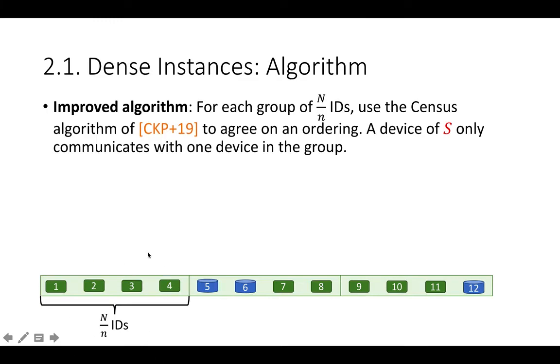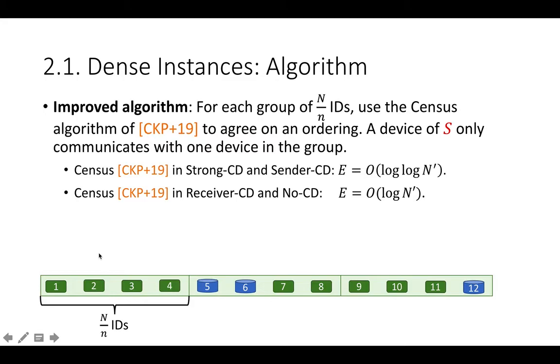So for each group of this N over n IDs, instead of letting a device speak to each of them, we will use the census algorithm of this previous paper to agree on an ordering within this group. Then a device in the ordered list only needs to communicate with one device in the group. And the census algorithm has complexity log n prime in the sender CD model and the strong CD model, where n prime is the size of the ID space, and it has complexity log n prime in the receiver CD model and no CD model.